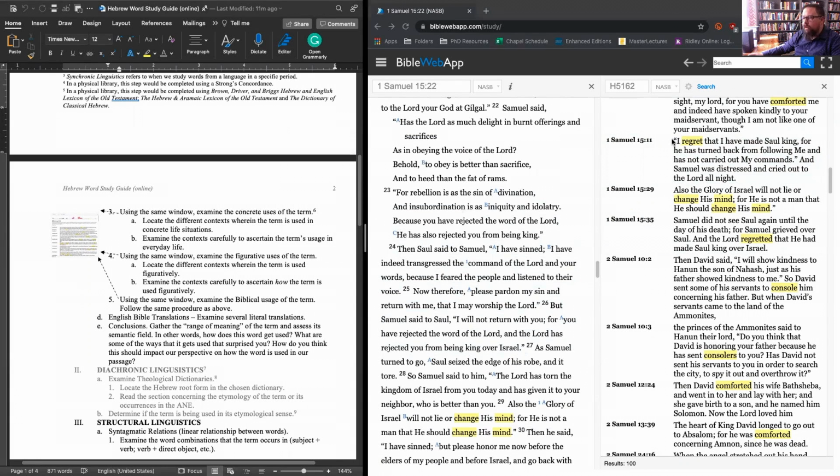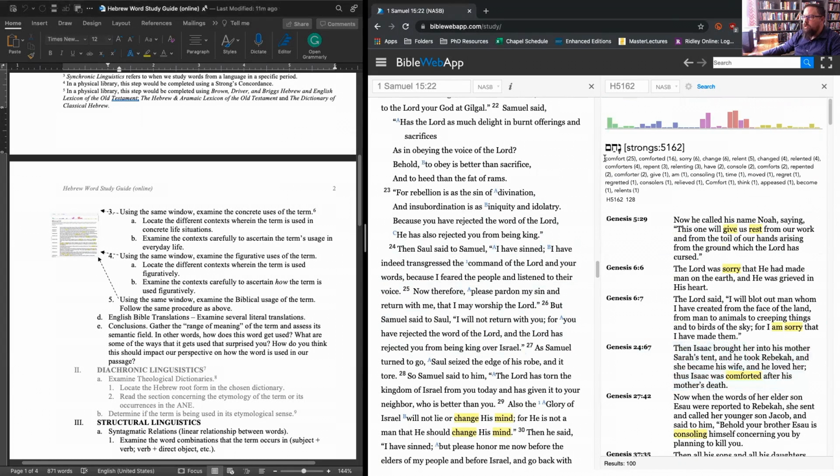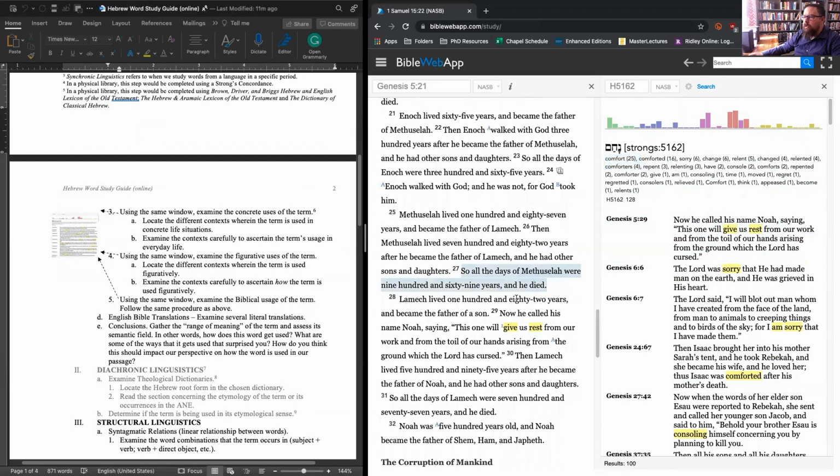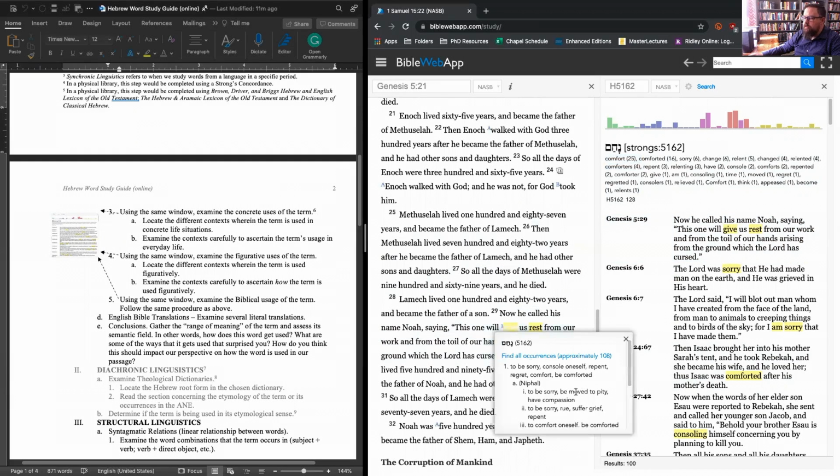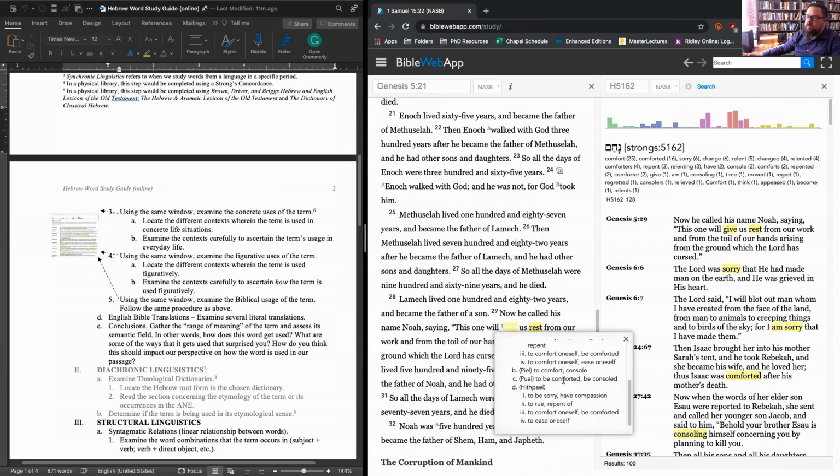And so a concrete use of this word, if we look up here at the top and the way that this word tends to be used, what we want to do is try to figure out what is the literal use of this word. Is it to be sorry? Is it to console? Is it to repent, regret, comfort, or be comforted? And it seems like if someone were to say Nacham and mean it literally, then they likely mean something like comfort.